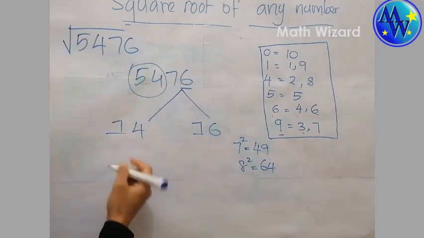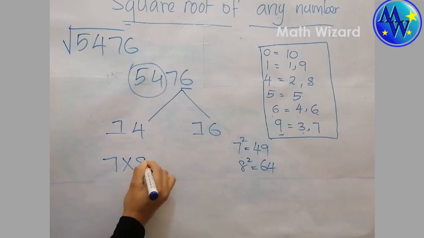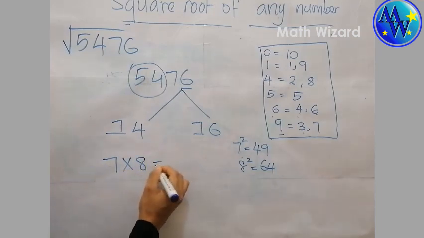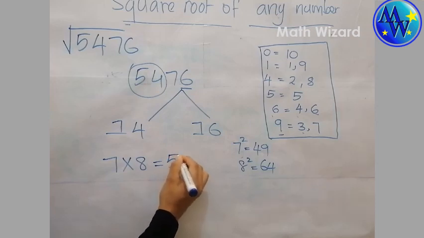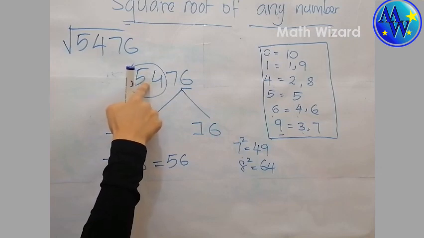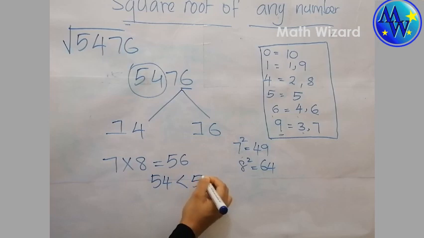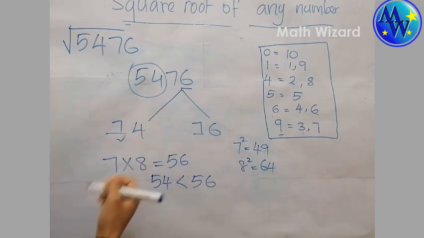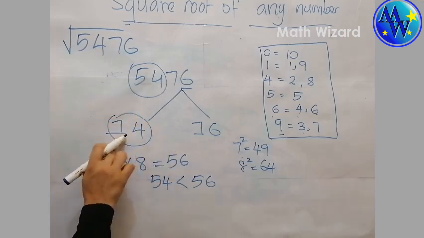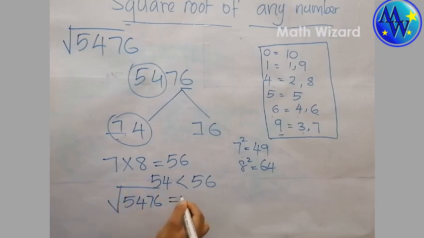Now our first digit is 7. So 7 times 8. Next to 7 is 8. Then 7 times 8 is 56. Our first two digits are 54. 54 is smaller than 56, right? So if it is small, we will choose the small number. Our small number is 74. So the square root of 5476 equals 74.